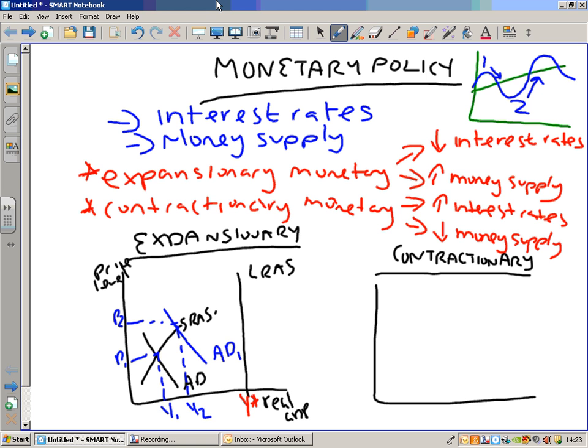We know that AD is equal to C plus I plus G plus X minus M. If we lower interest rates, it means that the return on savings is now lower. This means that more people, rather than save their money, would rather spend it. This means that the marginal propensity to consume will increase and the marginal propensity to save will decrease. This leads to higher consumption.